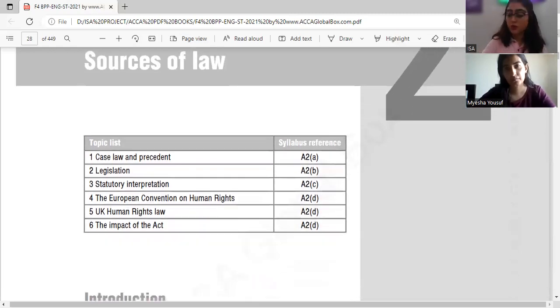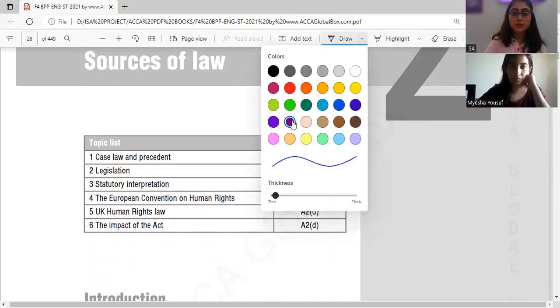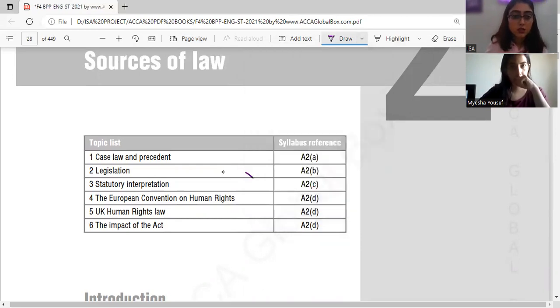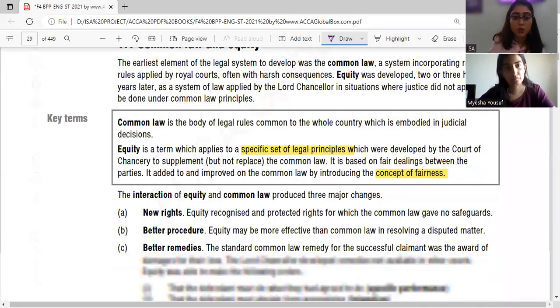Okay, sources of law. So let's just go through it quickly. What are the topics? Case law and precedent, legislation, statutory interpretation, the European Convention of Human Rights, UK human rights law, and the impact of the Act. All right. First topic, case law and precedent. What is case law, Kinza?